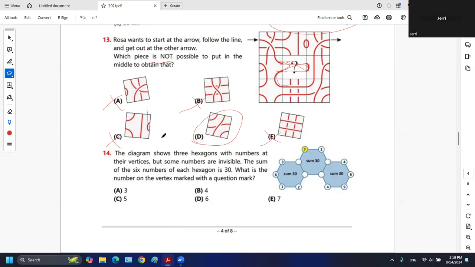Question number 14. The diagram shows three hexagons with numbers at their vertex, but some numbers are invisible. The sum of the 6 numbers in each hexagon is 30. What is the number on the vertex marked with a question mark?